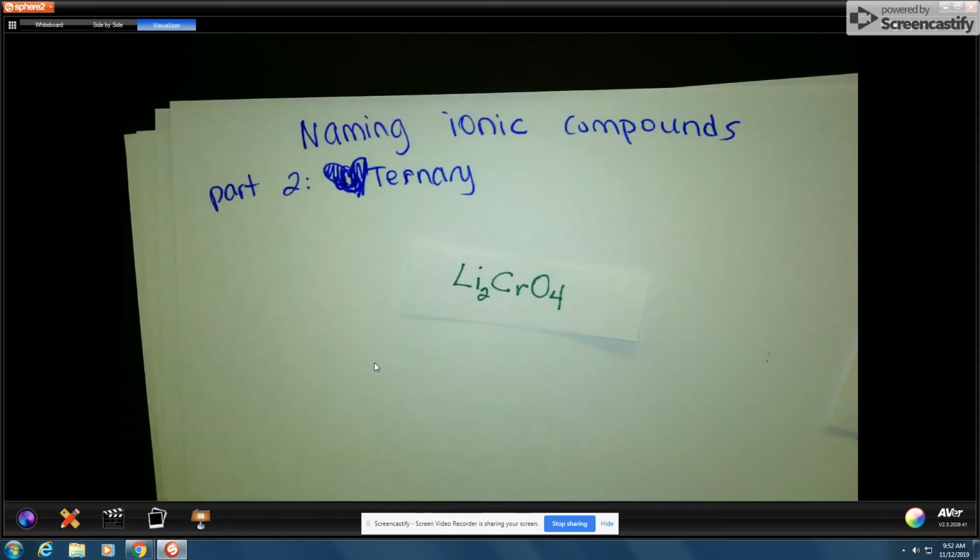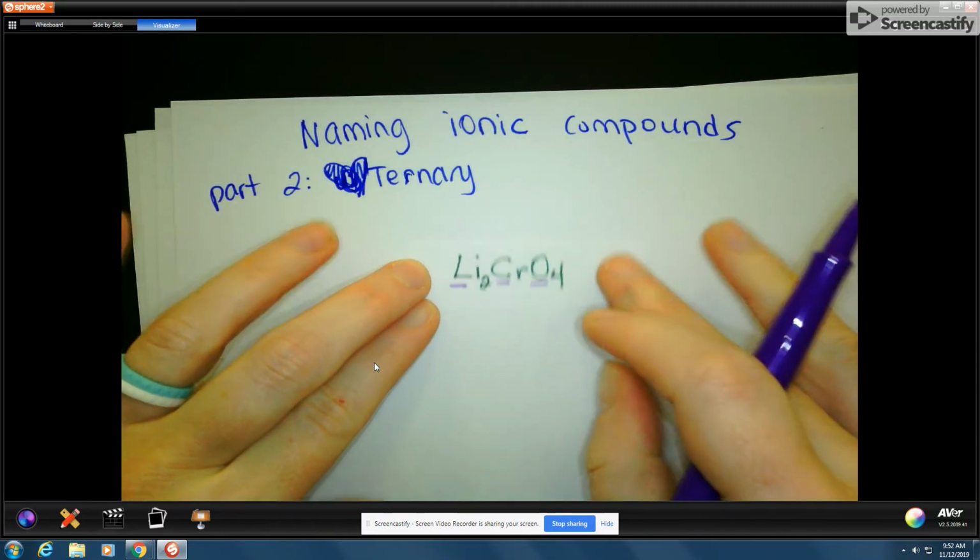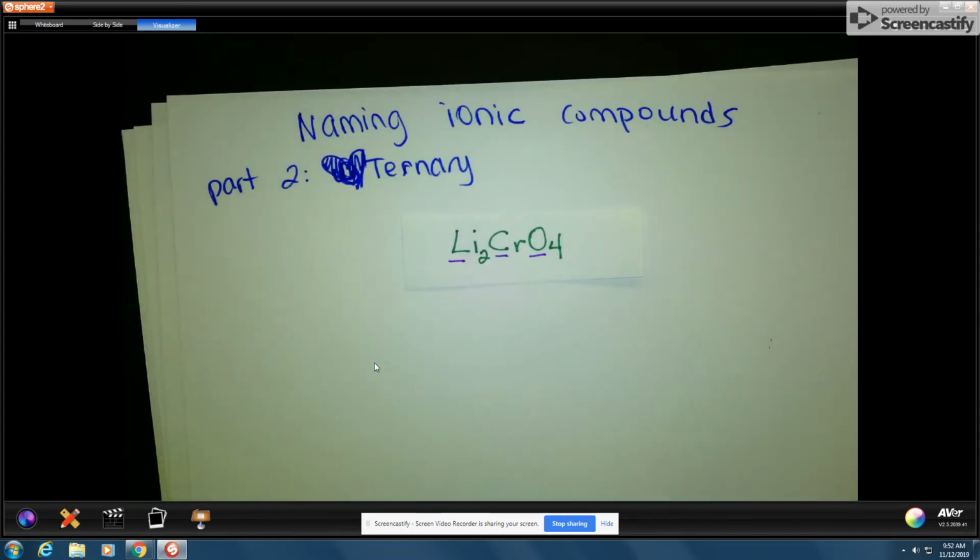All right, and this video is part 2 of naming ionic compounds. The last one was binary. In binary, there was only 2 elements. Well, this one's ternary, so there's either 3 or more. And the key thing that you will look for to notice that it is ternary is 3 capital letters. So here I have 3 capital letters that signifies 3 different elements off the periodic table.